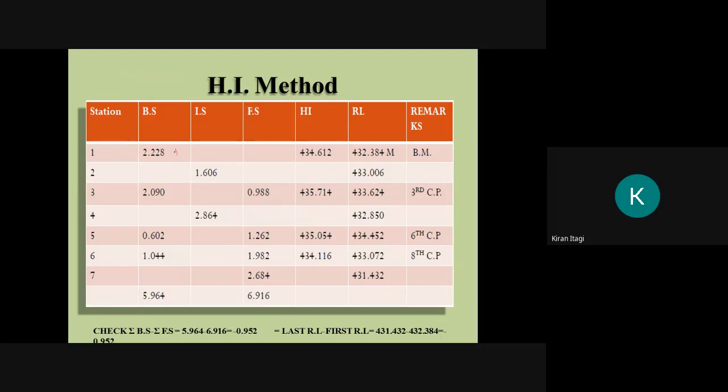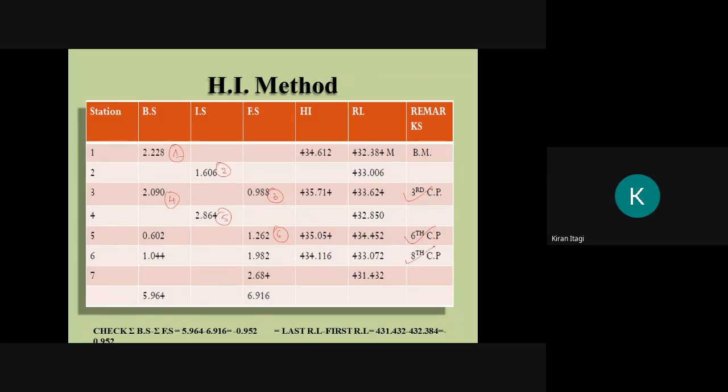This is the first reading. Always the first reading will be the back side. You entered here. Second reading, it is intermediate side. Third reading, it will be the fore side because the change of point. Okay, you entered here. Then fourth reading, fifth reading, sixth reading, change of point.